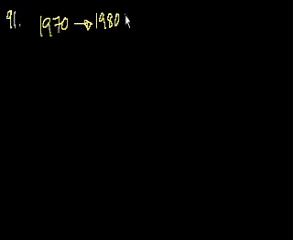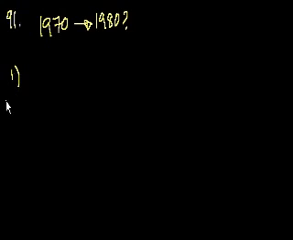On problem 91. By what percent did the median household income in country Y decrease from 1970 to 1980? Median is the middle. So they want a percentage, 1970 to 1980, median household income.